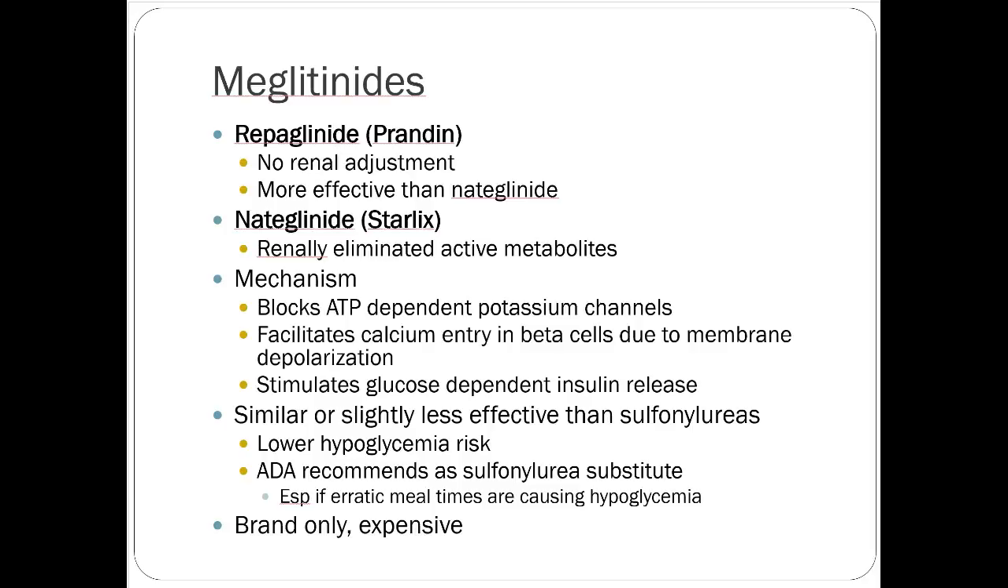Meglitinides are repaglinide or Prandin and nateglinide or Starlix. These medications aren't really used all that much. They're kind of a sulfonylurea substitute. So basically, if somebody's on a sulfonylurea and they're being managed well and they're having some hypoglycemic episodes due to erratic mealtime, you can substitute this in. They kind of work similarly in how they force the beta cells to release insulin. But they have a much lower hypoglycemia risk.